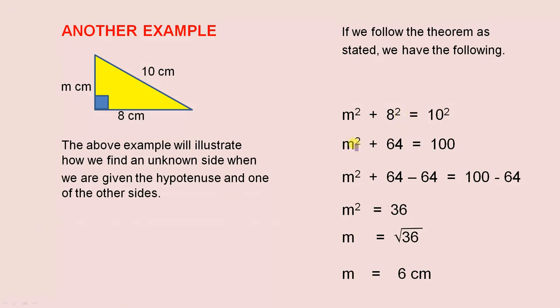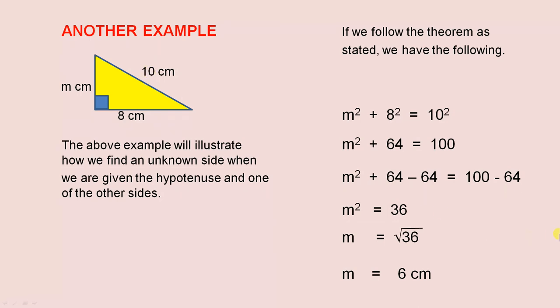Simplifying those two terms, we get this line. If we subtract 64 from both sides, that's just a simple solution of the equation, we get that line. We end up with m squared equals 36, so m equals the square root of 36, so m equals 6 centimetres. So that's a right angle triangle with 6 centimetres, 8 centimetres and 10 centimetres.